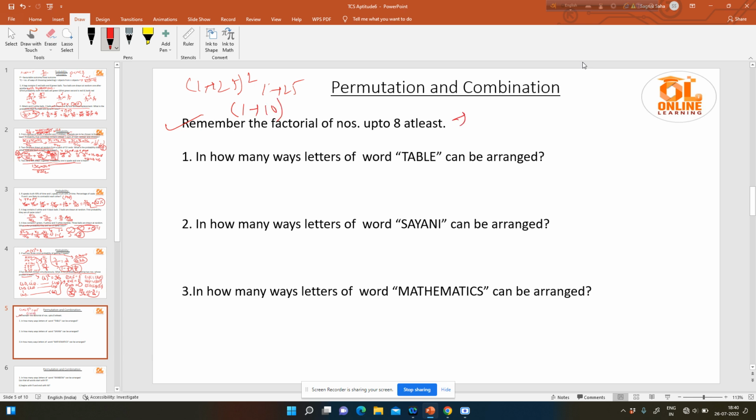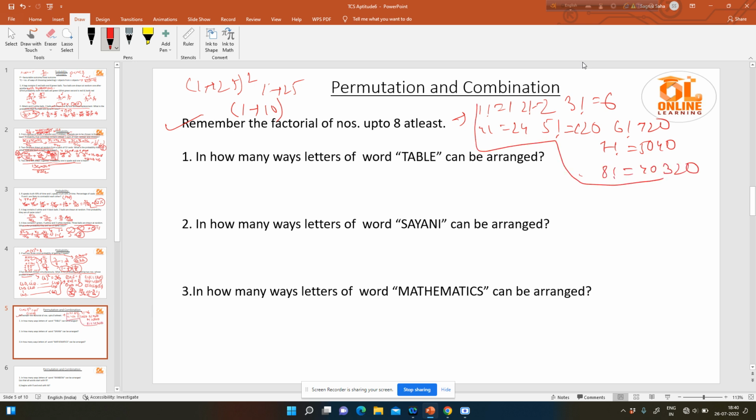And factorial up to 8: 1 factorial equals 1, 2 factorial equals 2, 3 factorial is 6, 4 factorial is 24, 5 factorial is 120, 6 factorial is 720, 7 factorial is 5040, and 8 factorial is 40320. So try to remember up to 8 factorial at least.